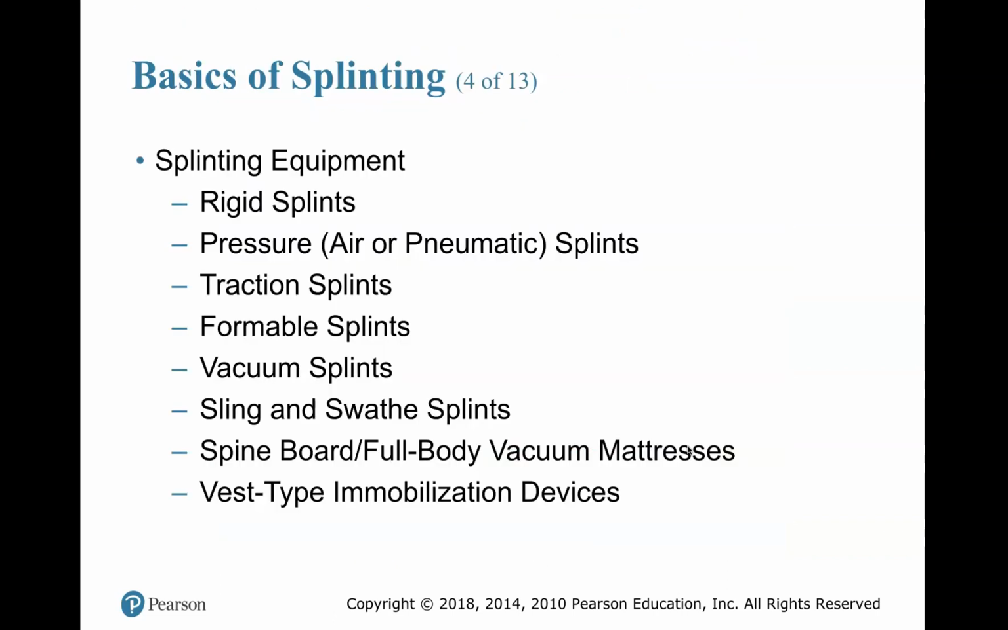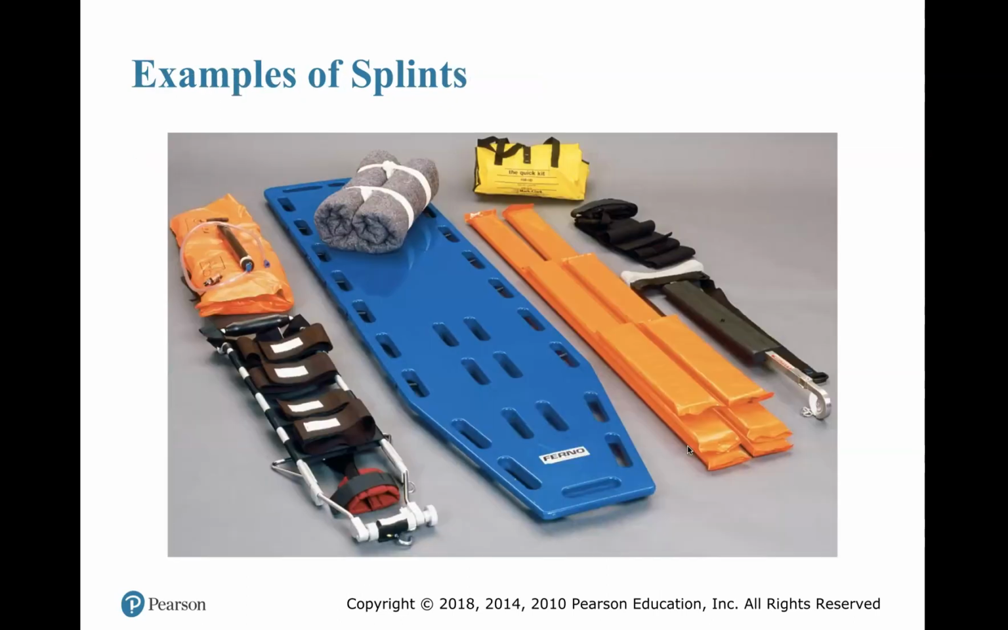Okay, splinting equipment: rigid splints, pressure, air or pneumatic splints, traction splints, formable splints, vacuum splints, sling and swath splints, spine board, full body vacuum mattresses, and vest type immobilization devices. Here we go. On your left, right here is what we call a traction splint. Obviously, you know this is a long backboard. This is a soft splint, vacuum splint, or pneumatic splint. Just some splints, some rigid pads.